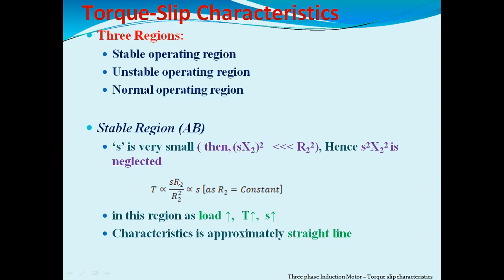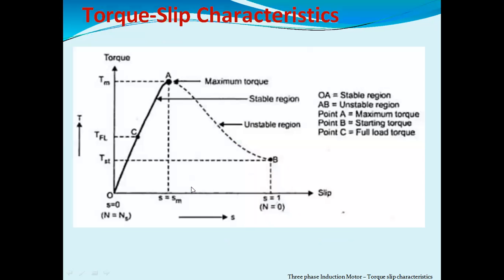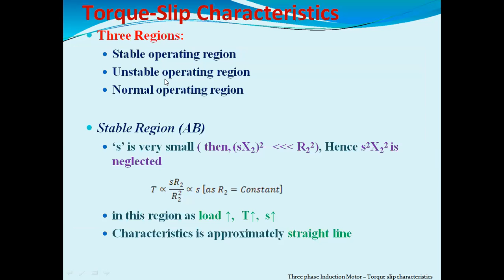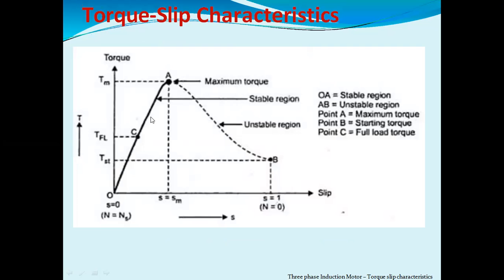The same equation has the same R2 value written in the numerator and denominator. So the constant cancels and it becomes 1. So we can say torque is directly proportional to S in the stable region, from point O to point A, or from region A to B, because here the value of torque is proportional to the value of slip. So in this region, if the load increases, torque increases with an increase in the value of slip.